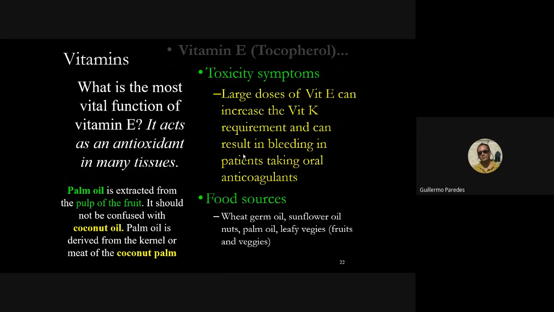Where is the vitamin E? We have sunflower oil, palm oil, leafy fruits, veggies. So basically in all vegetables and fruits, that is where we have vitamin E. Remember which kind of products have a high amount of antioxidants, including vitamin C, vitamin E, vitamin A too. So vitamin E.